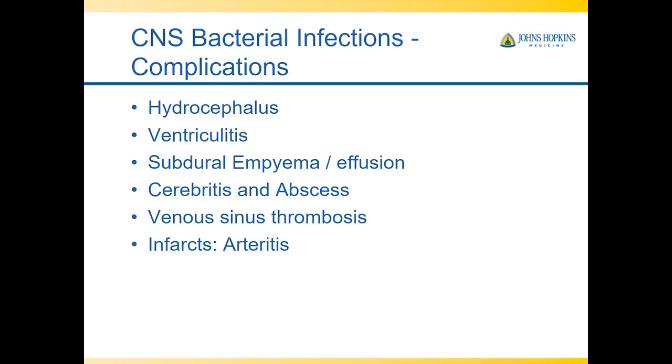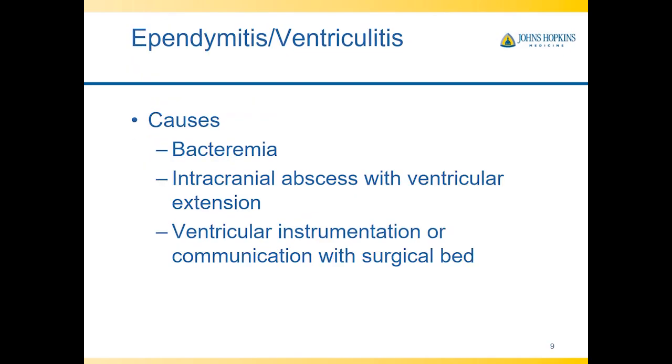So what are the complications of CNS bacterial infections or meningitis? One is hydrocephalus, ventriculitis, subdural empyemas or effusions, cerebritis or abscess formation, venous sinus thrombosis, and you can also have arteritic infarcts. So in ependymitis or ventriculitis, how does ependymitis occur? Either you can have direct infection as the result of bacteremia, or you can have an intracranial abscess with ventricular extension, or there is ventricular instrumentation or communication with direct introduction of the infection into the ventricular system.